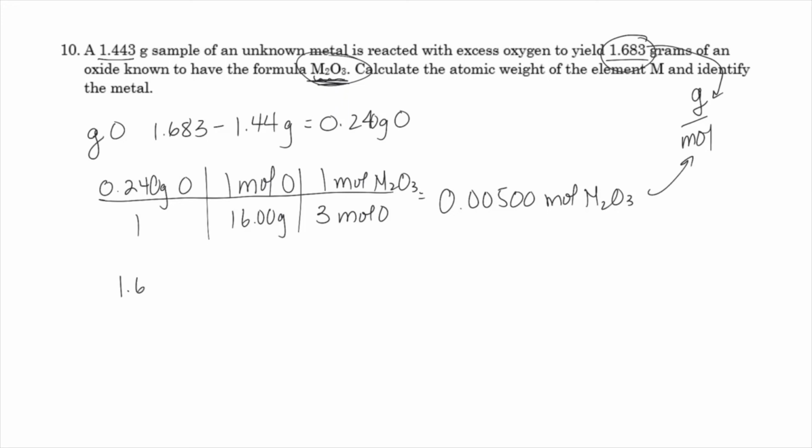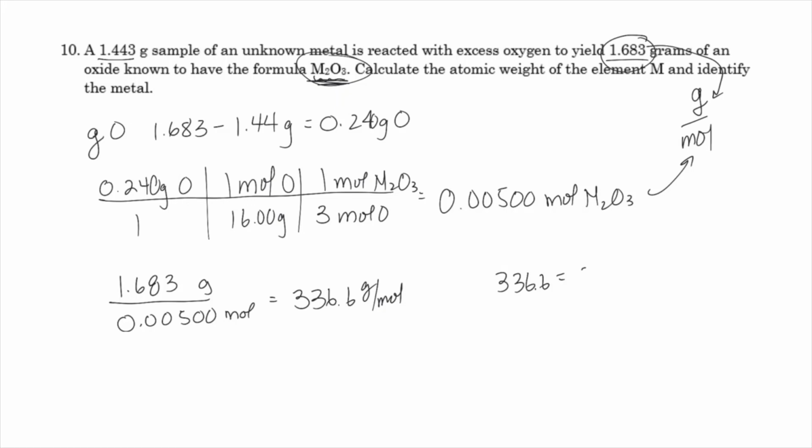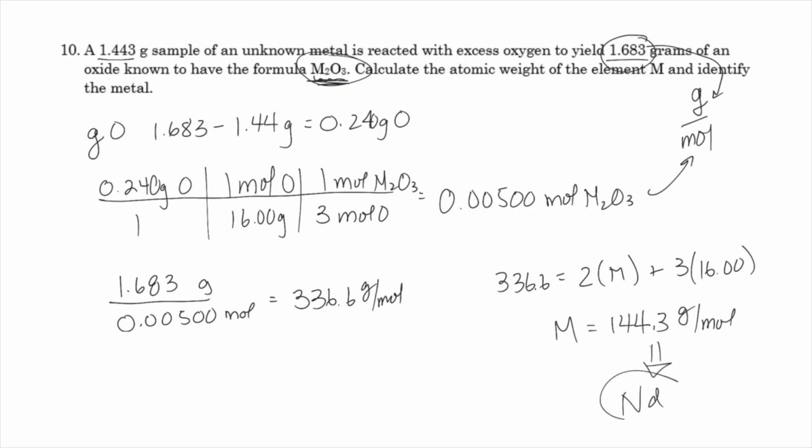Now I have the mole value. I take my grams, 1.683, divided by 0.005, and I get a molar mass of 336.6 grams per mole. That's the molar mass of M2O3. I now want to calculate the molar mass of just M. So it's going to be 336.6 equals 2 times the mass of M plus 3 times the mass of oxygen. So when I solve for this, I get a molar mass of 144.3 grams per mole. I look on my periodic table, that is neodymium.